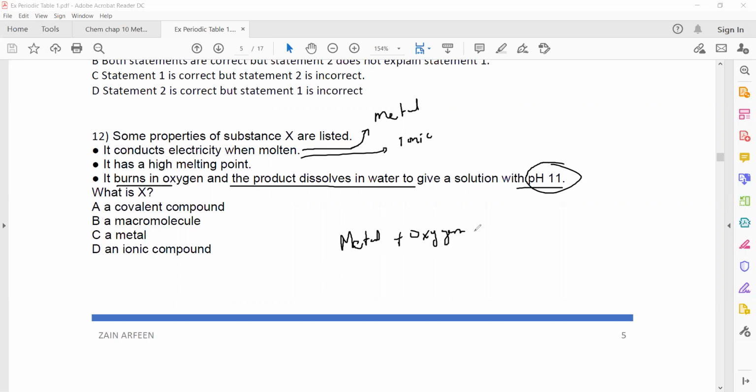So metal plus oxygen results in a metal oxide, and metal oxide, when you dissolve in water, it will become metal hydroxide, and we call that an alkali. The pH of the solution changes. That's why C is the right option here. Is it clear?